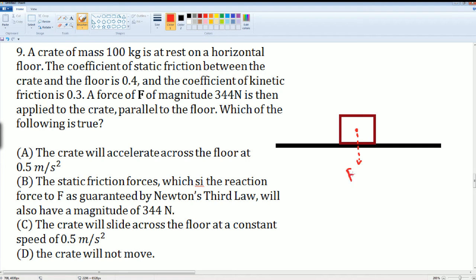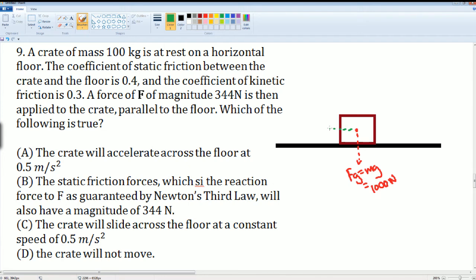Here you have force of gravity, which is equal to mg, which is 1,000 newtons basically, because g is 10. Do you guys understand that? I basically went 100 times 10, got 1,000 newtons here. The crate is at rest on a horizontal floor. The coefficient of static friction between the floor and the crate is 0.4.